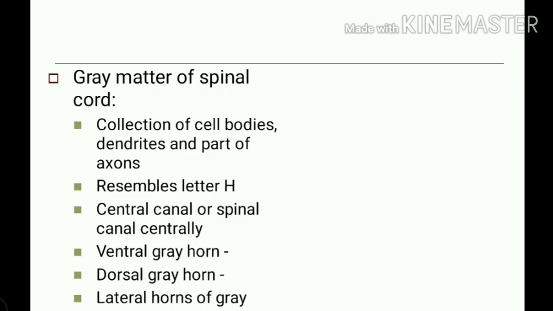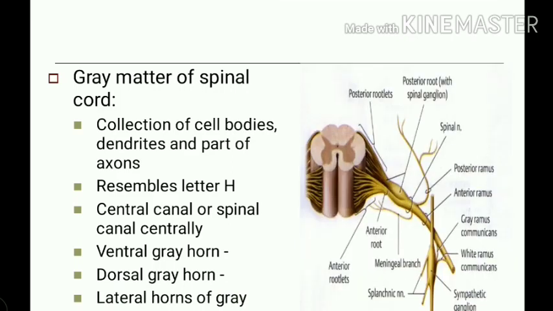Now, the grey matter of the spinal cord. As we all know, white matter in the central nervous system consists of nerve fibers, neuroglia and blood vessels, and grey matter consists of collections of cell bodies as well as neuroglia and blood vessels. A small amount of dendrites and parts of axons are also present.